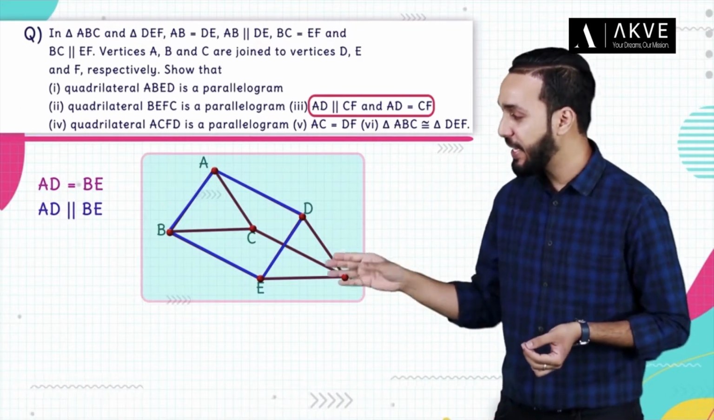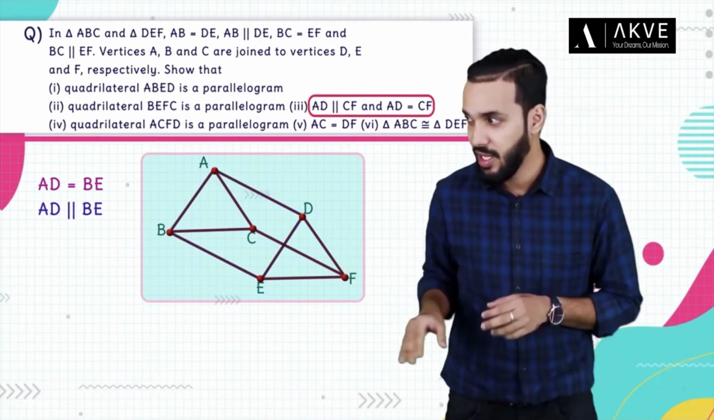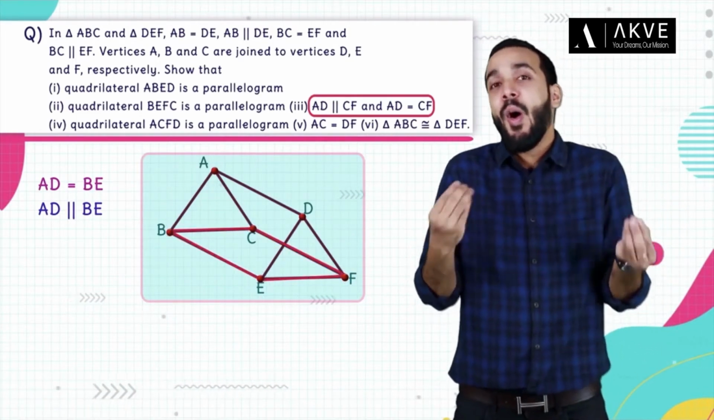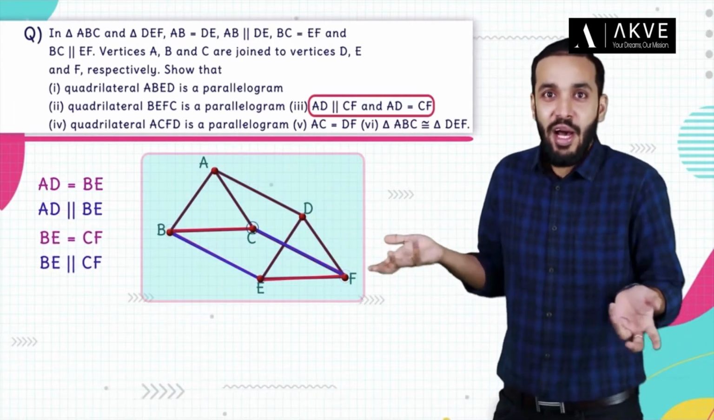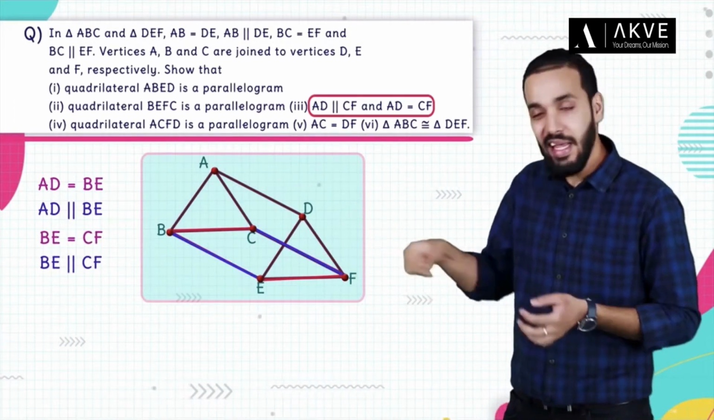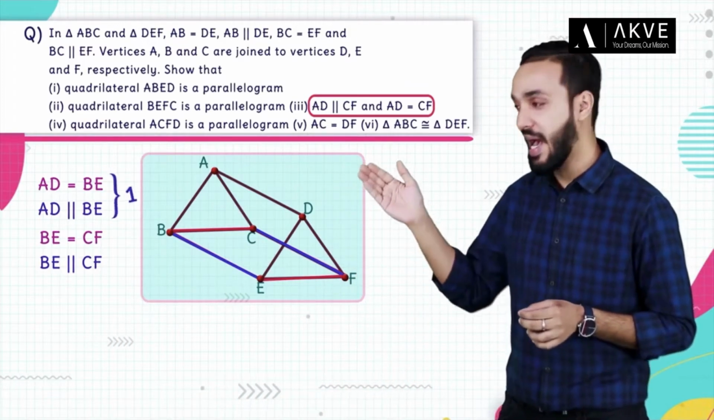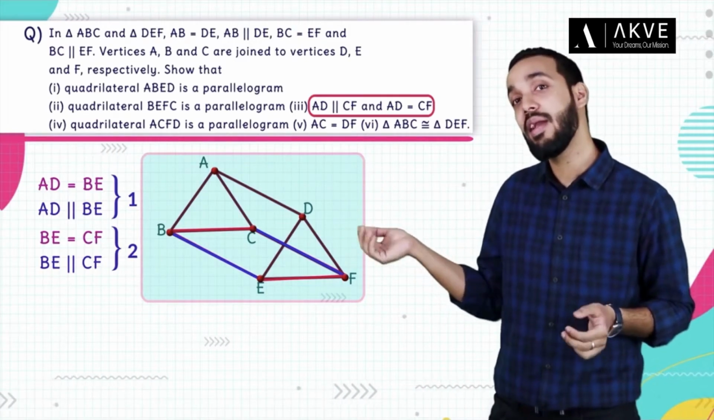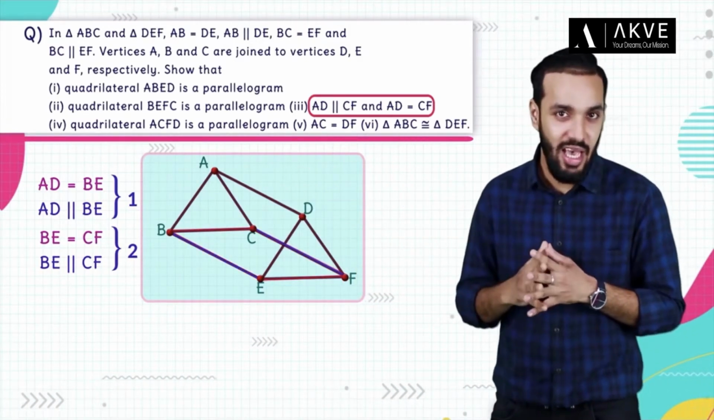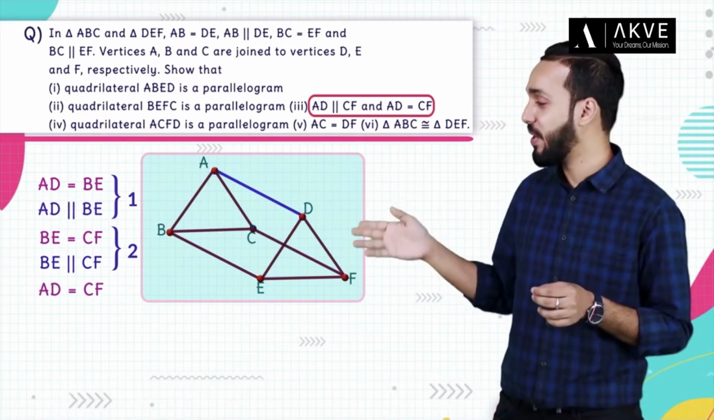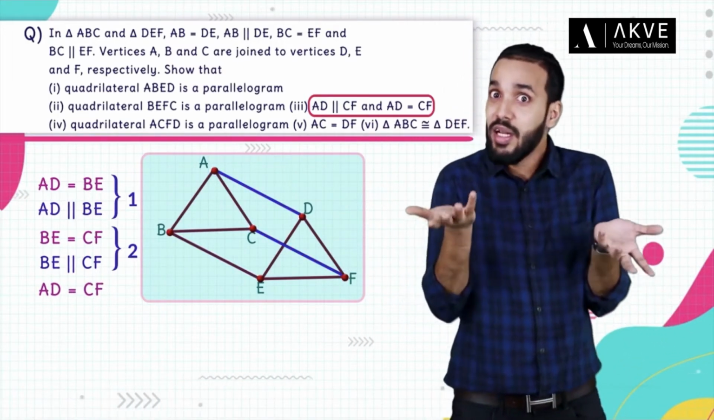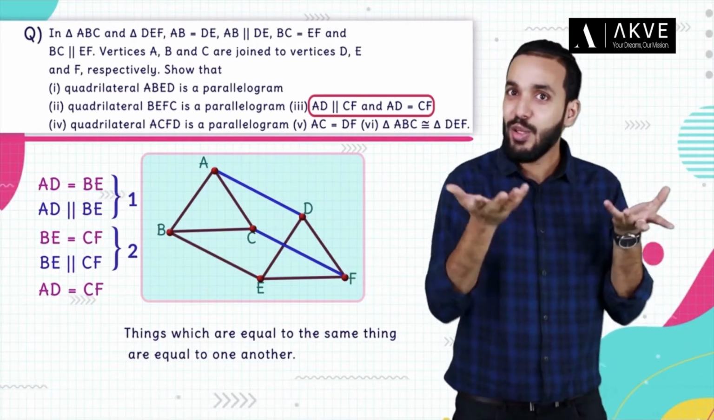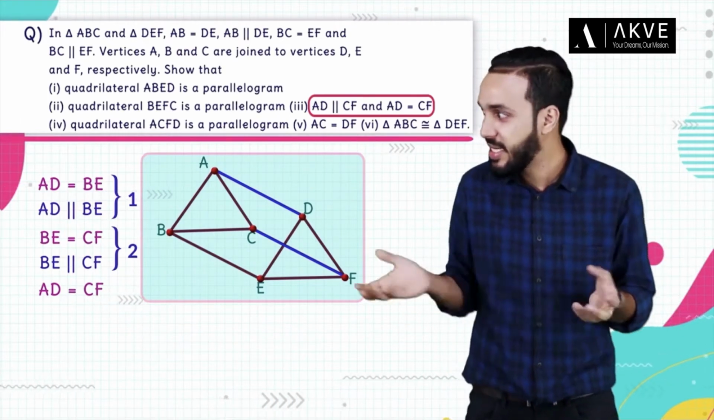opposite sides are equal and parallel. Similarly, CF is a side of the parallelogram BEFC. So, opposite sides BE and CF are also equal and parallel. See the link? If we just name these equations as 1 and 2, we can use them to imply that since AD is equal to BE and BE is equal to CF, AD is also equal to CF. We studied this in Euclid's geometry, remember? Things which are equal to the same thing are equal to one another. Who knew we could use it here?